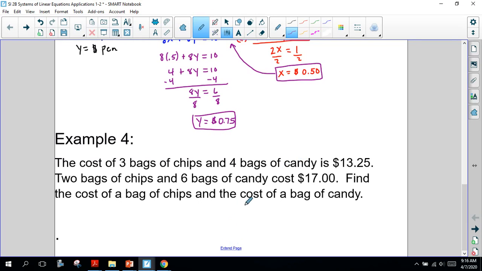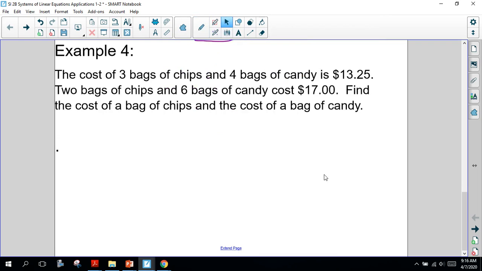All right, taking a look at the next one. I'm going to work it out in a very similar fashion. So you've got the cost of 3 bags of chips, 4 bags of candy is $13.25, and 2 bags of chips, 6 bags of candy is $17. It says find the cost of a bag of chips and the cost of a bag of candy.